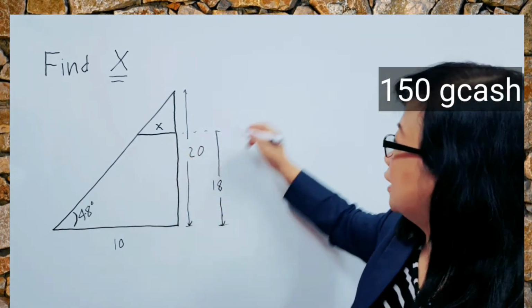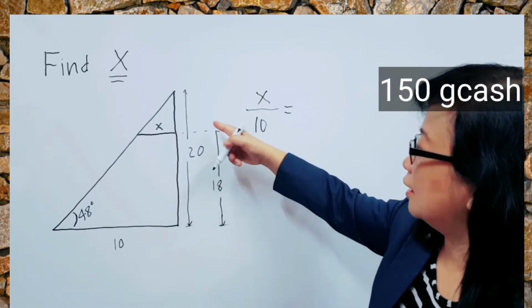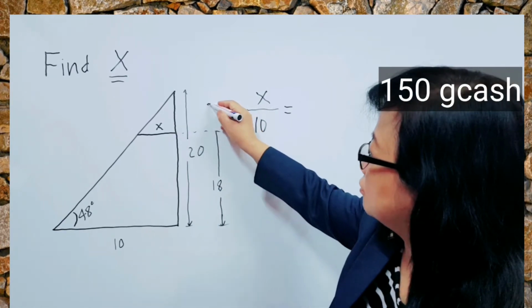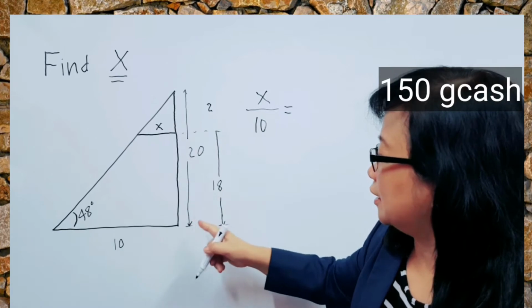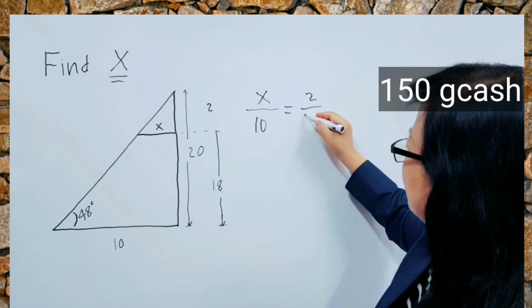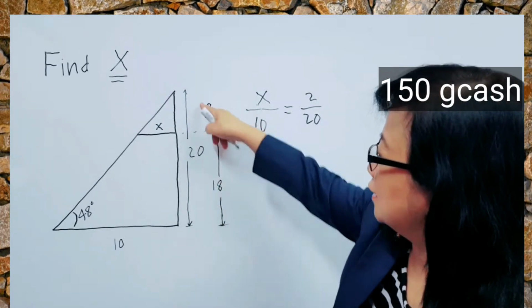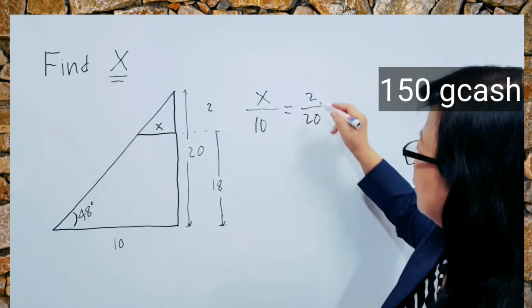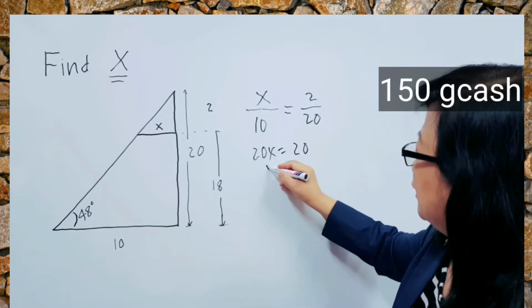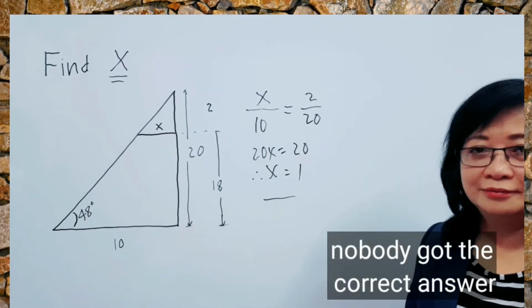So, x is to 10. X is to 10 equals this one. See, from here to here, because we have 20 minus 18, so this is 2. So, 2 is to 20. Cross multiply, 20x is equal to 20. X therefore is equal to 1. Yan ang sagot. Madali lang, di ba?